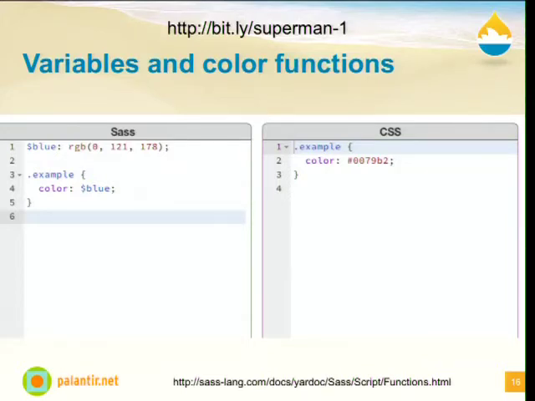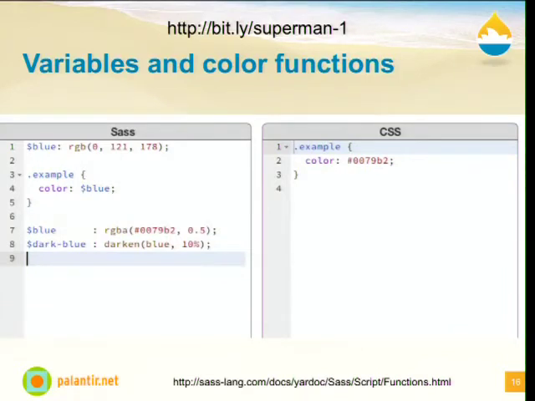And the output, of course, is the actual CSS, right? In this case, Sass is being extra smart. It knows that some browsers don't know about RGB. So even though RGB is standard CSS 3 syntax, it goes, hey, you know what? I can convert it. I know how to convert it to regular hex value. So I'll just do that for you. So it does.